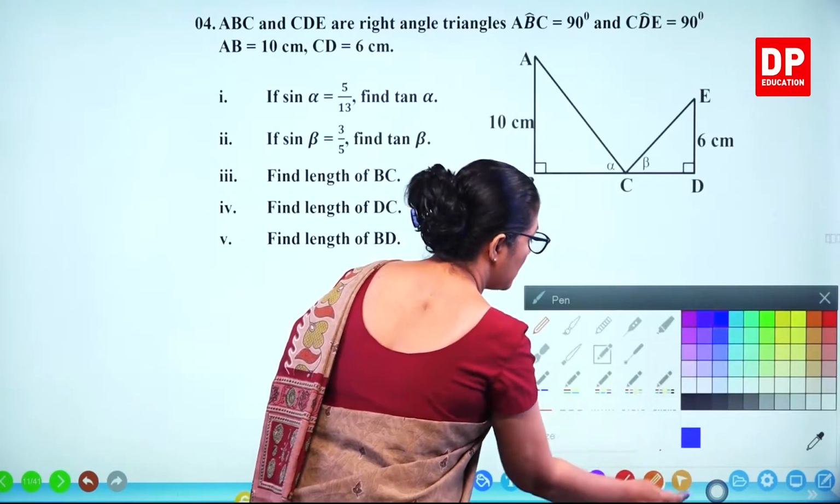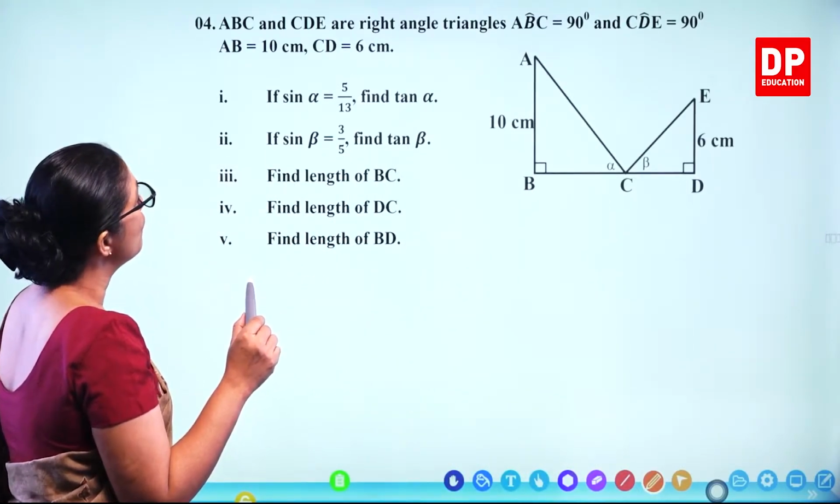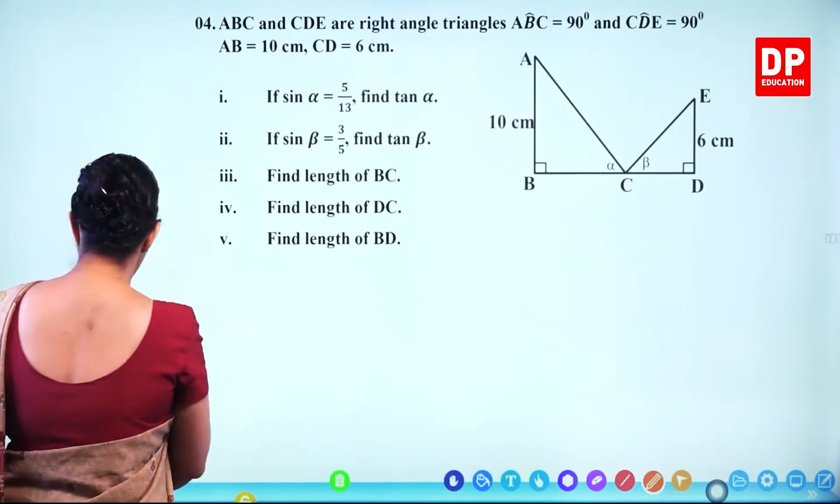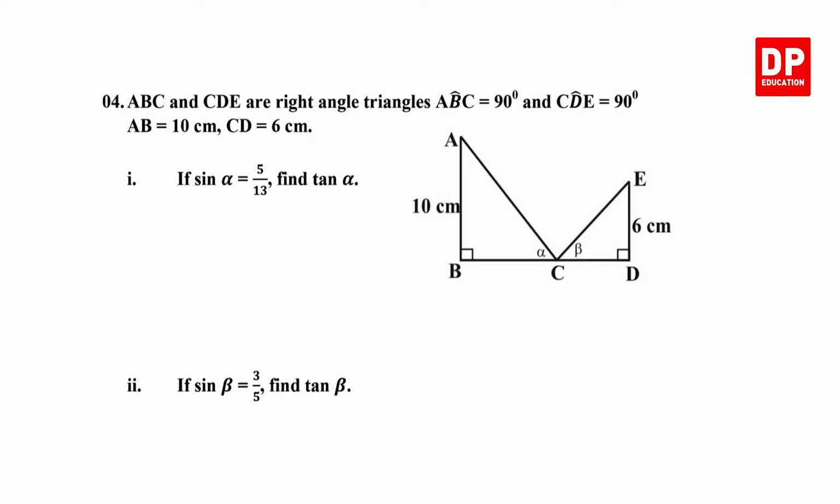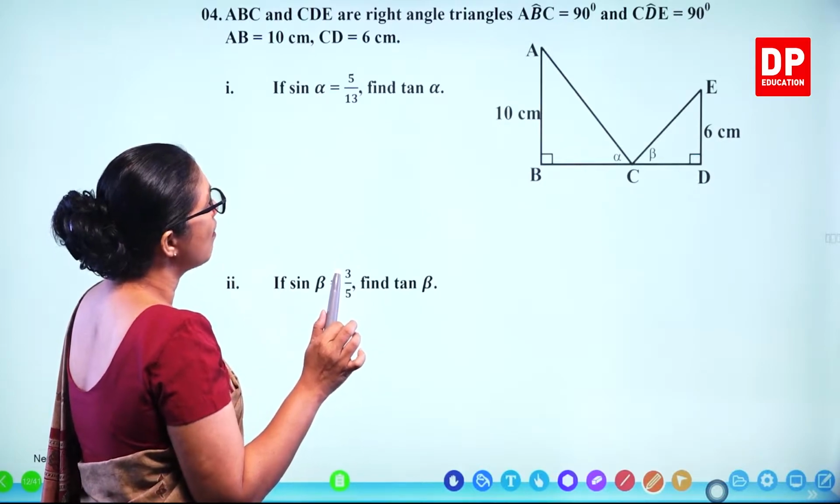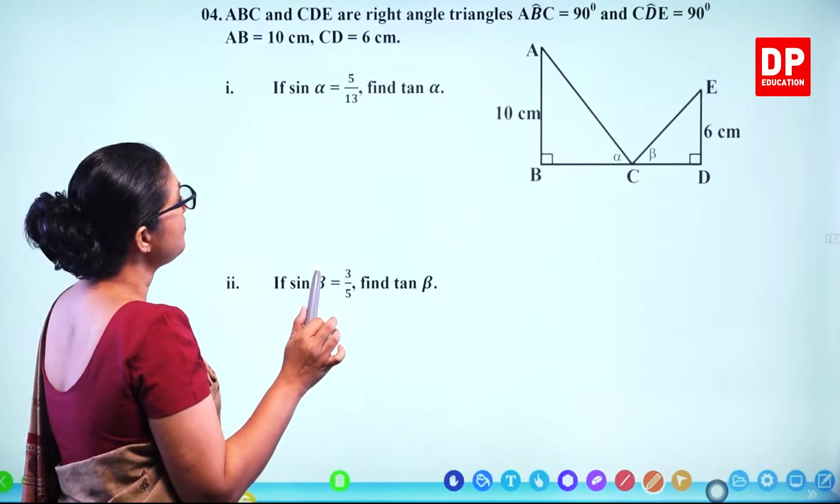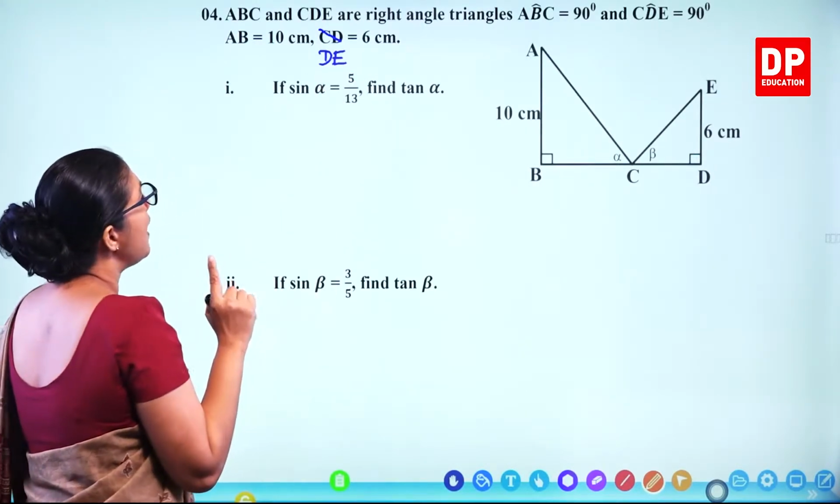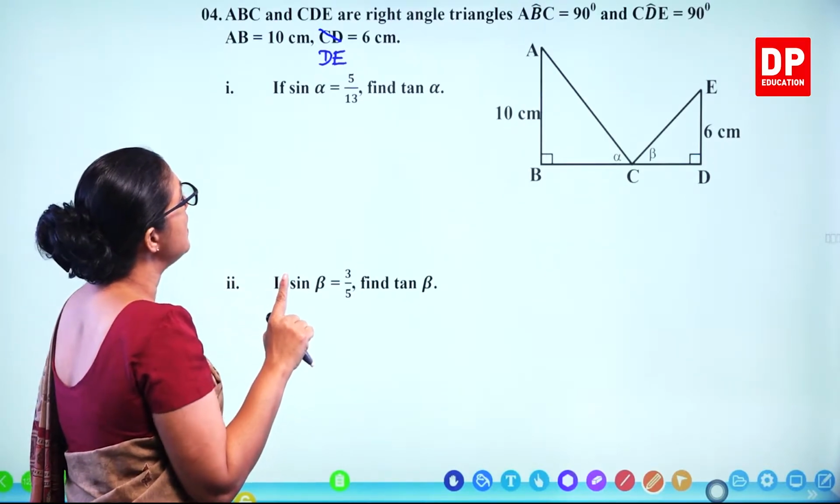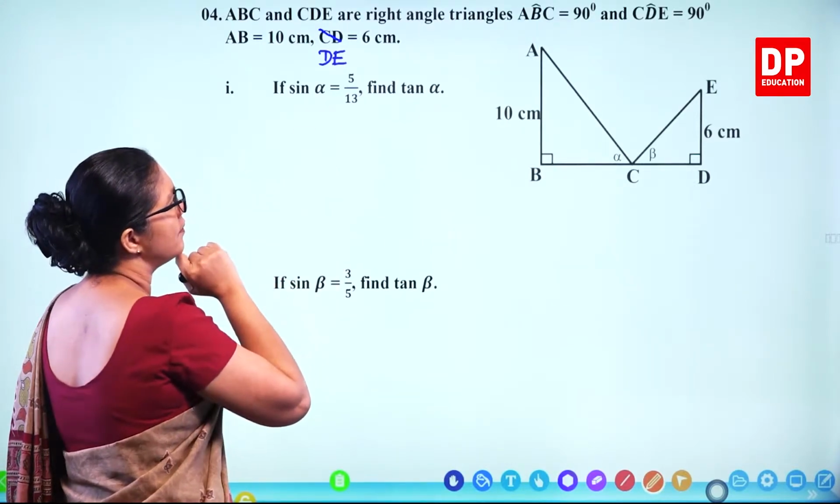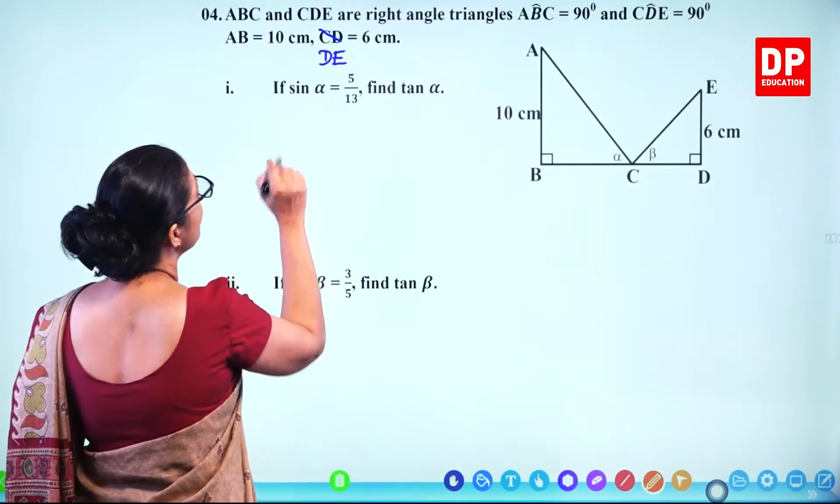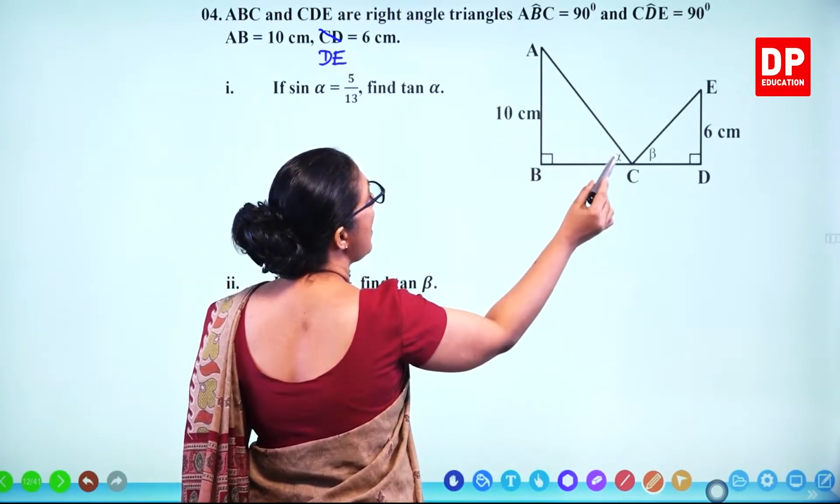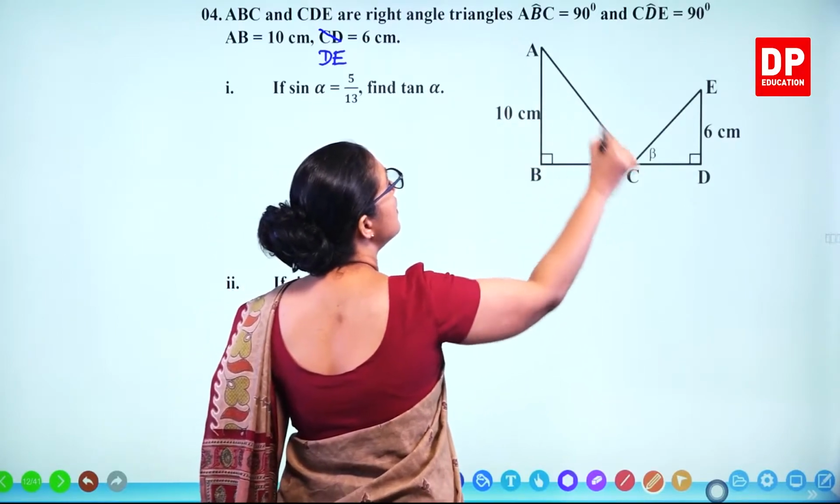Let's take question number 4. So you have to prove and find out the lengths. ABC and CD are right angle triangles. ABC is 90, CD is also 90 degrees. AB is 10, not CD. According to this one, it's given DE. DE is 6. If sine alpha is 5 over 13, find tan alpha. So what is tan alpha? So here it says 5 over 13 for sine alpha. So sine alpha, according to this one, 10 over AC.